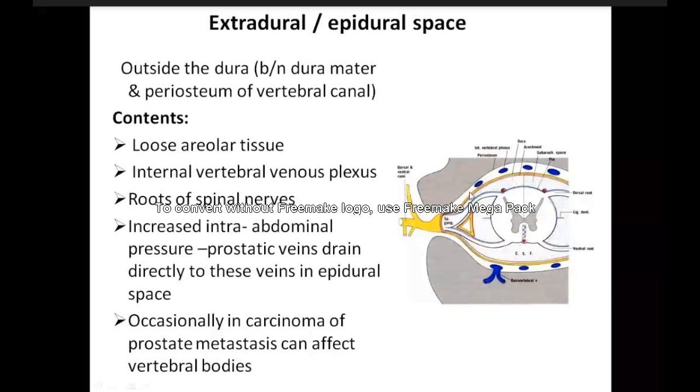So what happens during prostatic carcinoma? The metastasis can also affect these vertebral bodies. You must remember that is Batson's venous plexus, isn't it? So the prostatic vein has communication with the veins of the extradural space. So these are the veins. Prostatic carcinoma can affect these vertebral bodies. And this space also extends up to the sacral hiatus.